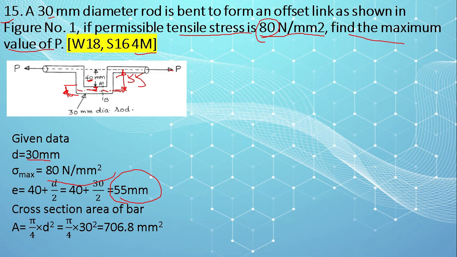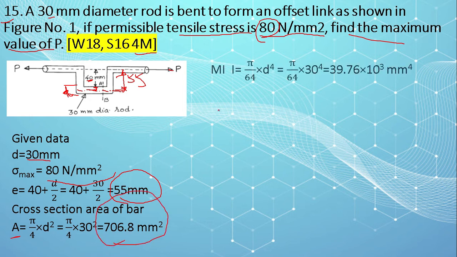Now for the area of this cross section, we know the formula for the cross section of a circle, pi by 4 d square. Therefore pi by 4 into 30 square, so the area at the section AA is 706.88 mm square. Now the formula for moment of inertia of a circle, pi by 64 d raised to 4, therefore pi by 64 into 30 raised to 4, 39.76 into 10 raised to 3 mm raised to 4. This is the moment of inertia I.